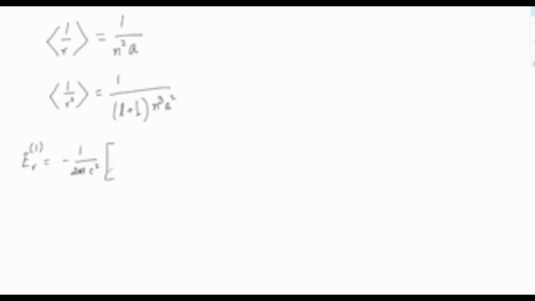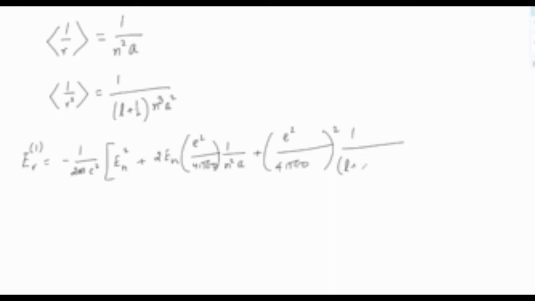M is here M naught, mind it. Just I am writing is twice mc square plus twice n, e square by 4 pi epsilon naught, 1 by n square a, plus e square by 4 pi epsilon naught whole square, 1 over l plus half n cube a.